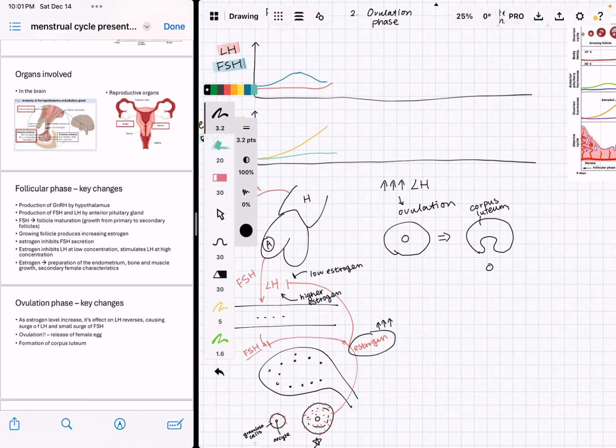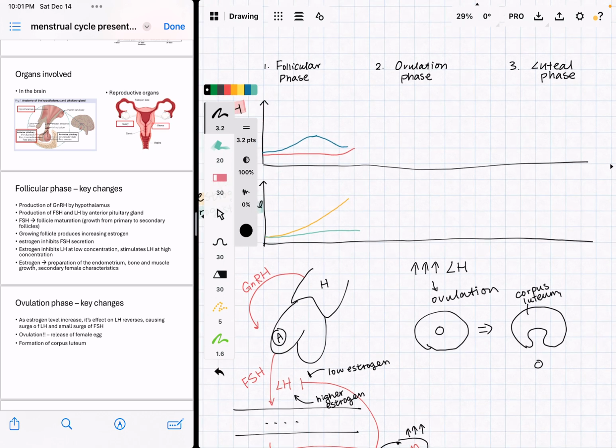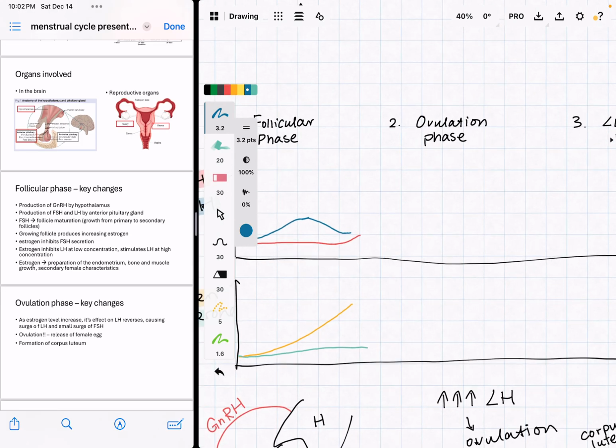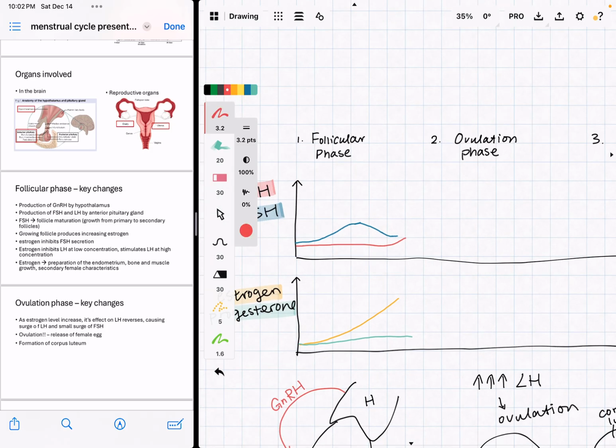So, based on this information, could you tell me how these hormonal levels might change? Let's start with LH. Because of estrogen, there is going to be a dramatic surge in LH. What about FSH? I haven't really talked about FSH, but increasing levels of estrogen is also going to cause a smaller surge in FSH.